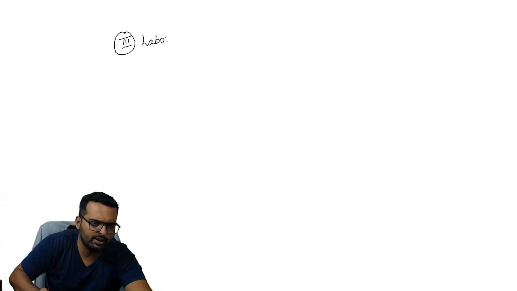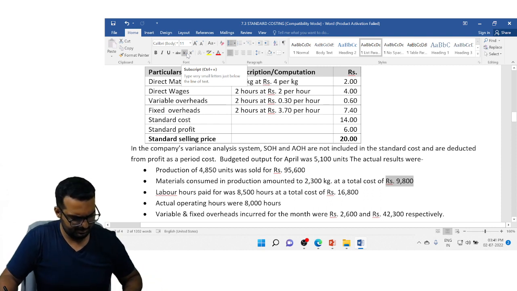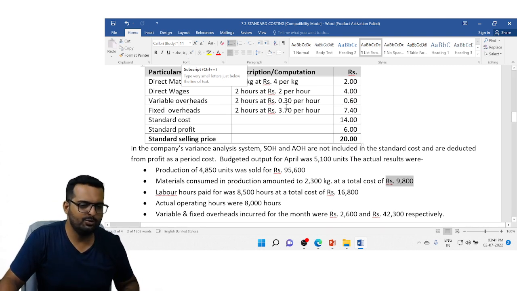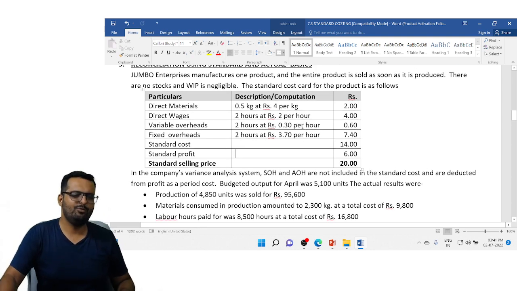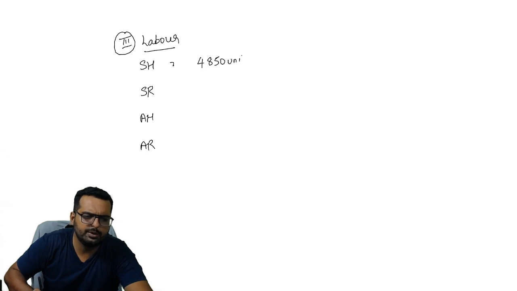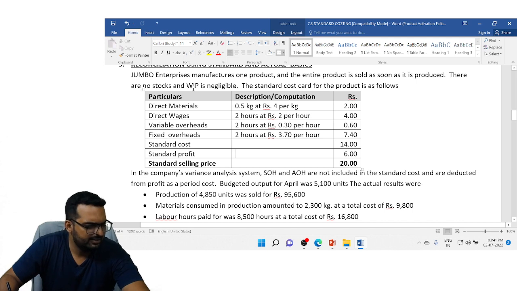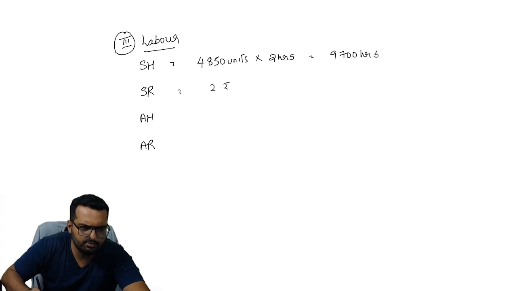Next one, labor variance. Come on, tell me now. Inside this, what are the factors that will come? SH, SR, AH, AR. Now tell me, how much is going to be SH? Standard hours. Standard hours is 2. Wrong. 2 is wrong. Wonderful. 9700, because SH is based on actual output. SR, tell me SR, standard rate per hour. It is going to be 2 rupees per hour.